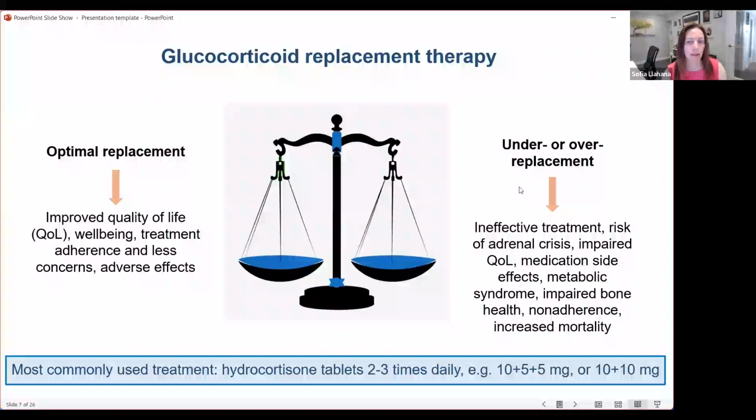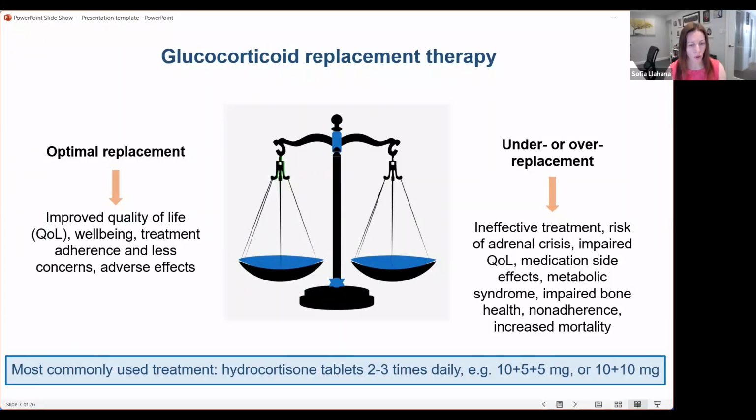So what is the purpose of treatment? The objective of treatment is, of course, optimal replacement, and that it can improve the quality of life, well-being, and treatment adherence, and less concerns and adverse events. So if you take too much glucocorticoids, too much hydrocortisone, then that leads to side effects and long-term complications. If you don't take enough hydrocortisone, then that obviously brings the symptoms of adrenal insufficiency and impaired quality of life.